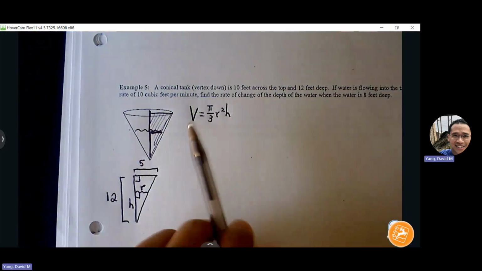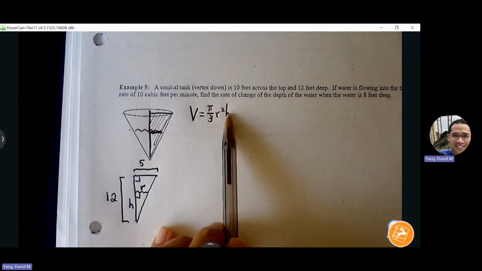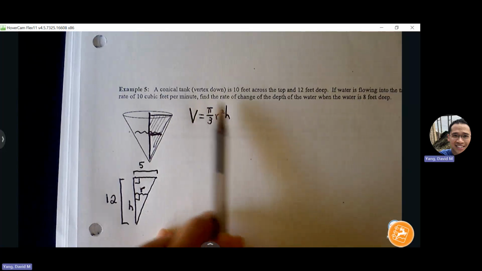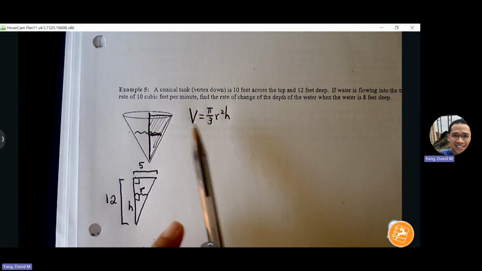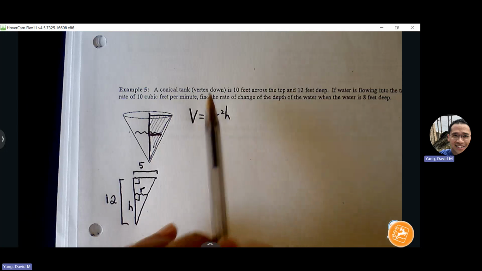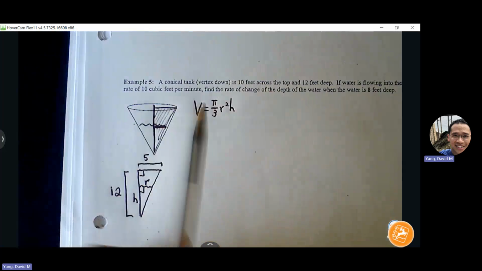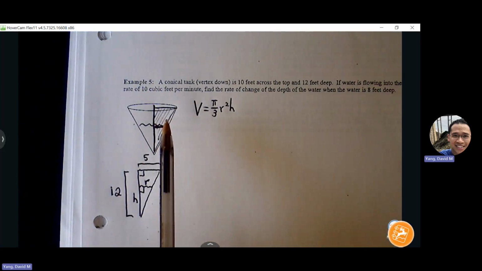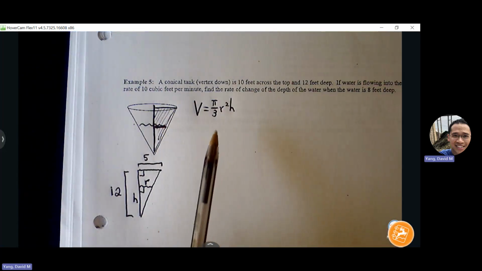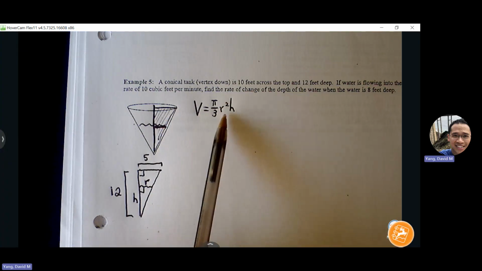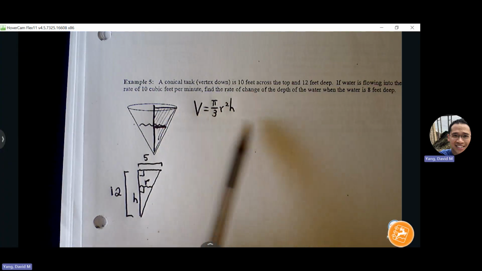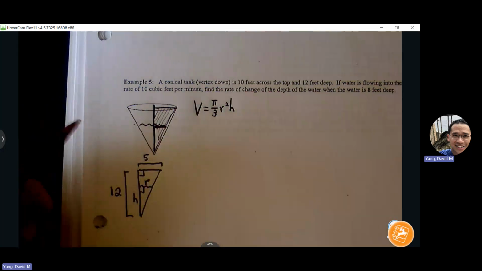The issue is that there are 3 variables, but we can only work out this problem if we get this down to 2 variables. We have too many variables and not enough information. So if I can find a way to find that relationship between radius and height, then I can replace one of the variables. And once it's down to 1 variable, then I can find the derivative and I can go through the same process that I've done before.